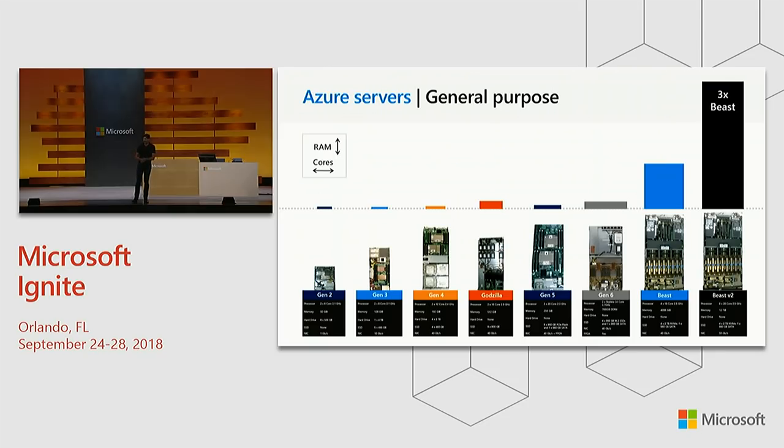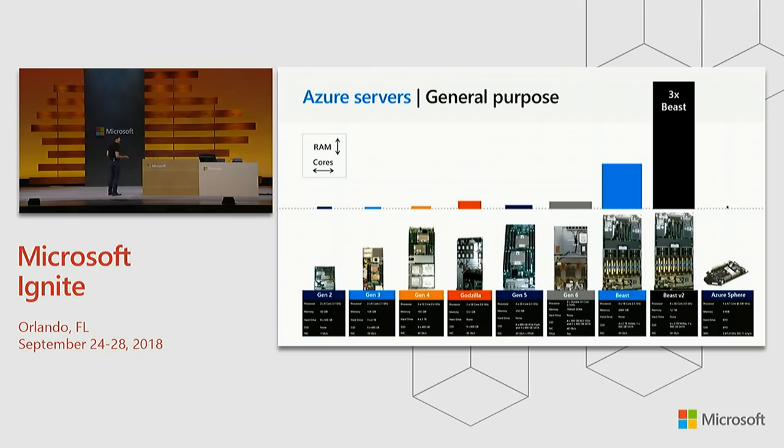Now, you might ask why it's called Beast V2. Why didn't we call it Son of Beast? Son of a Beast, I guess, it would be better. Or Beauty and the Beast. Turns out there's a movie, some kind of movie that has that name. But anyway, we just came up with Beast V2. But let me show you Beast V2. Oh, by the way, we also have Sphere. That's another one.